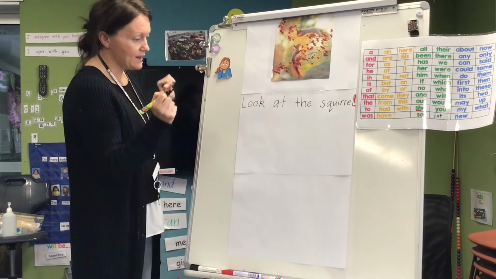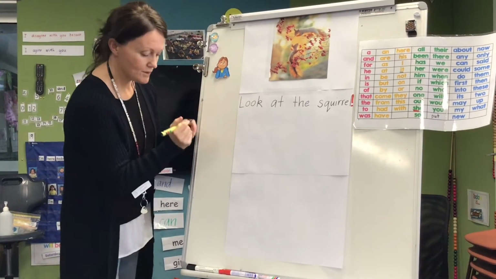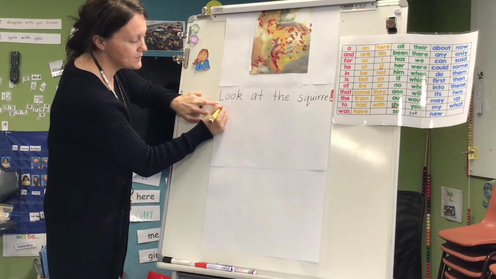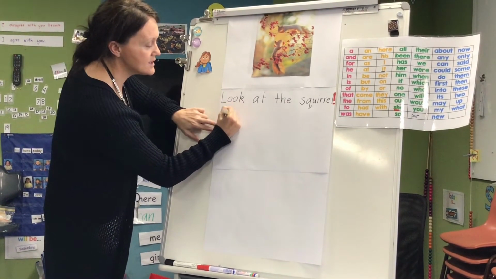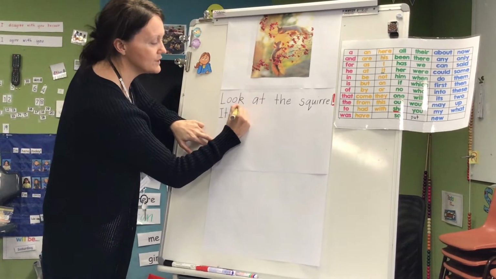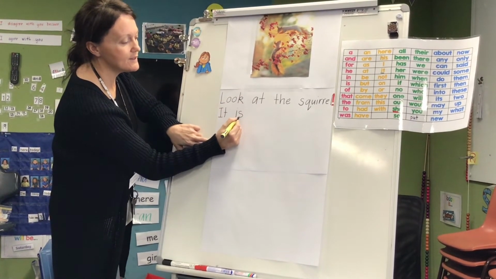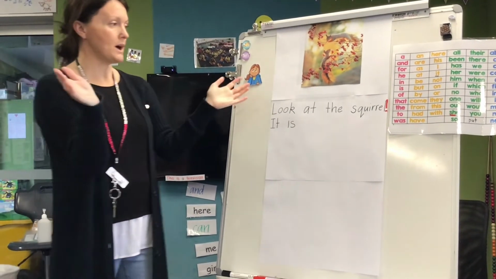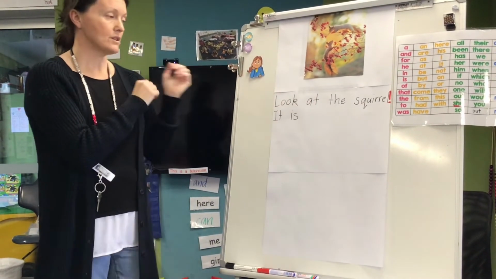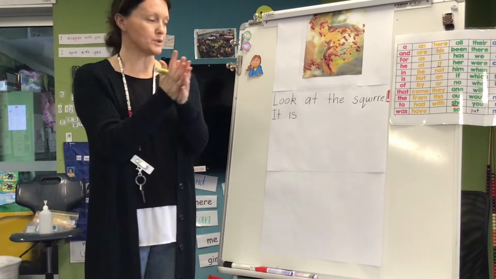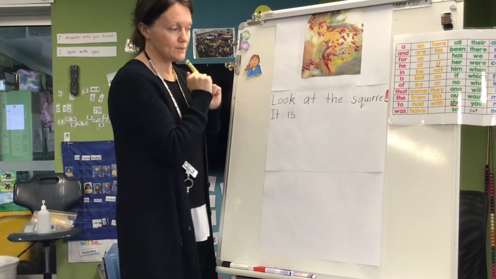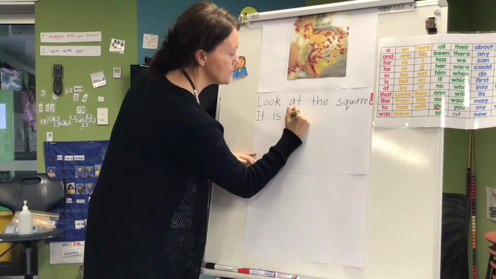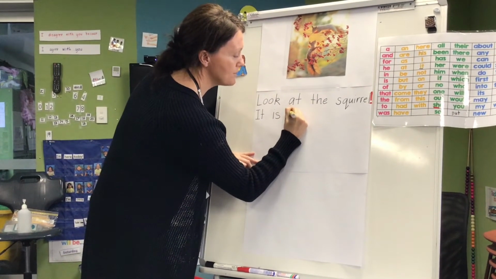It is. Now I need a capital letter because it's the start of my next idea. Capital I. It is. I think we know that word now. Is. Putting. Now if I clap that word, it's got two parts. Putting. So I'm going to work on the first part. Put. What sound can you hear at the start? Put. I heard p too. So I'm going to write P.